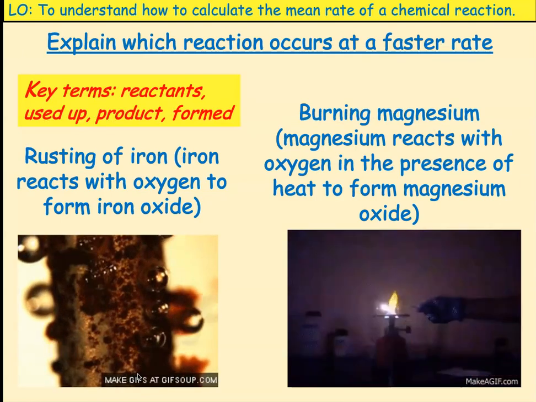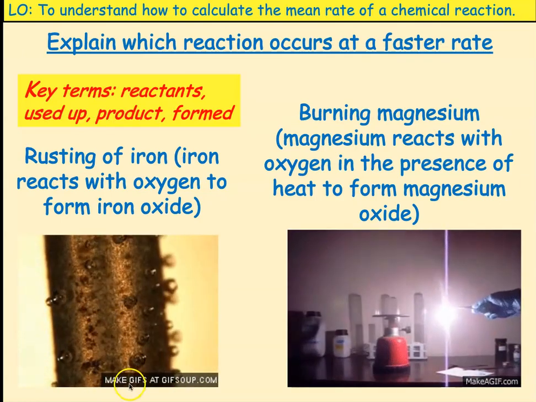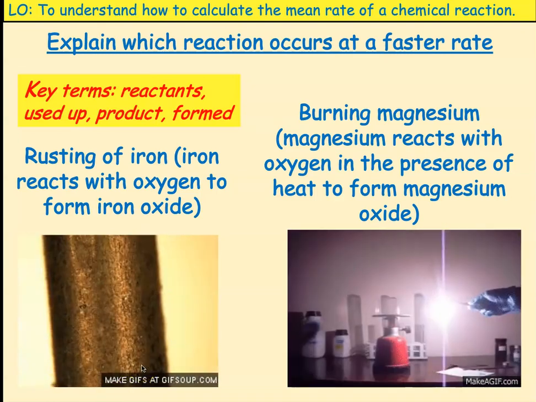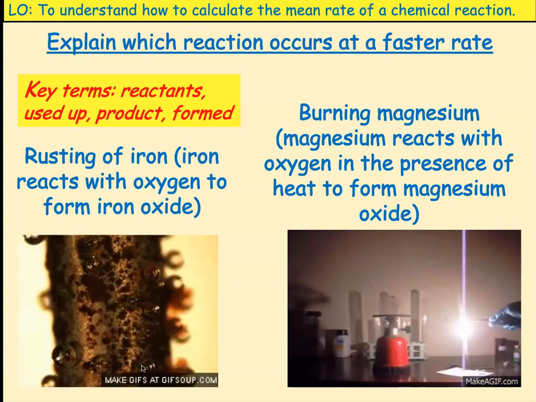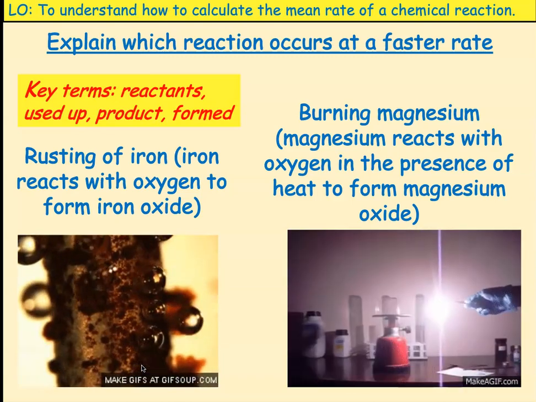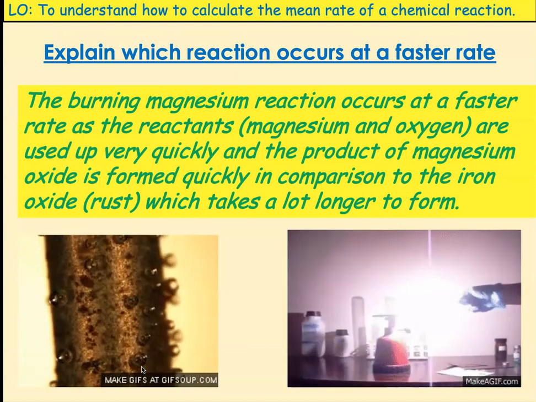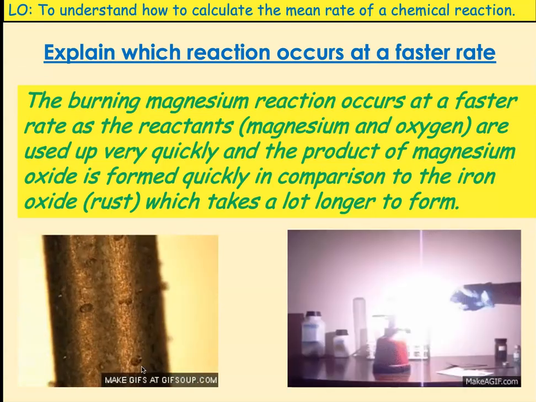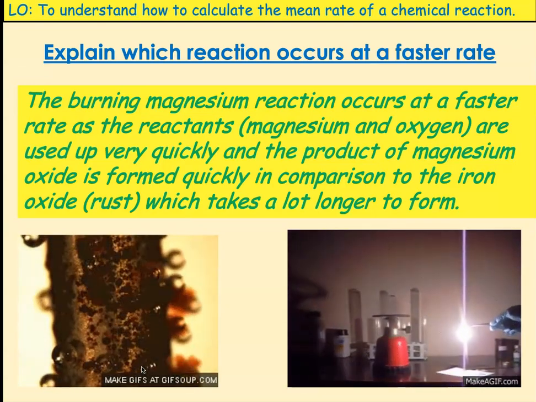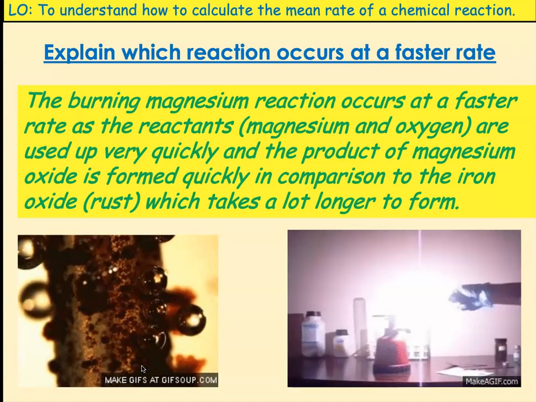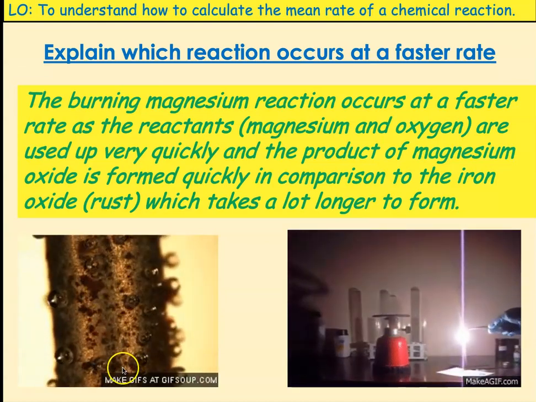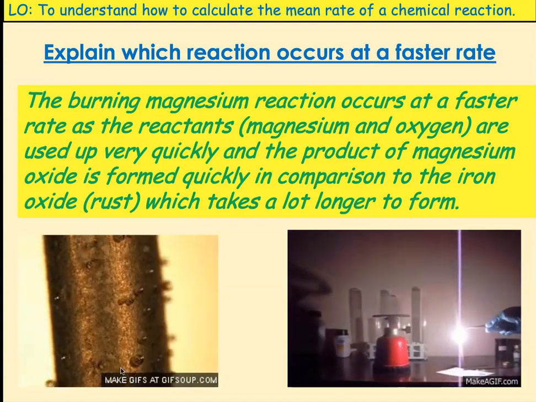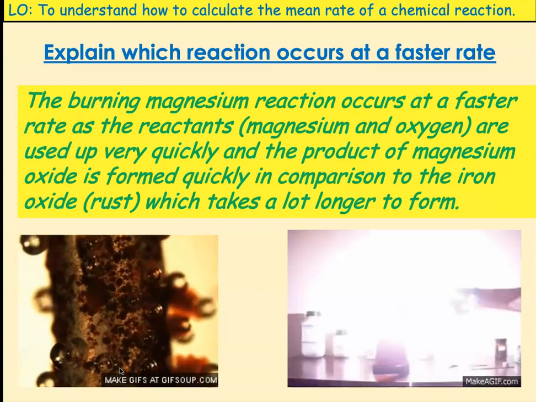So, explain which reaction occurs at a faster rate. So, which of these two do you think is happening at a faster rate? Rusting or burning magnesium? So, as you can see, we've got a very big reaction with the magnesium, right? It's instantaneous. So, we're changing it from magnesium and oxygen to magnesium oxide straight away. Whereas rusting takes days, weeks to happen. So we're changing iron plus oxygen to iron oxide, and it's going to take a very long time.